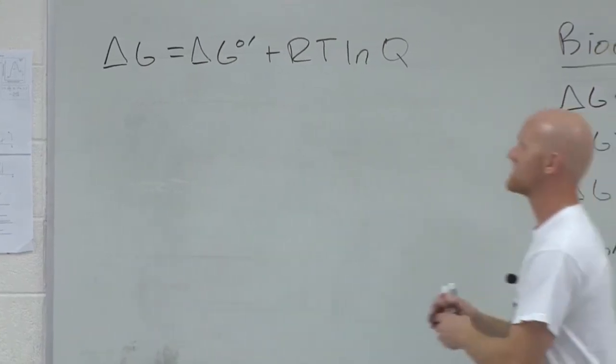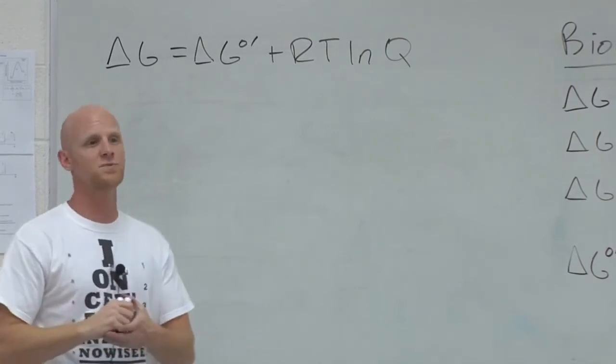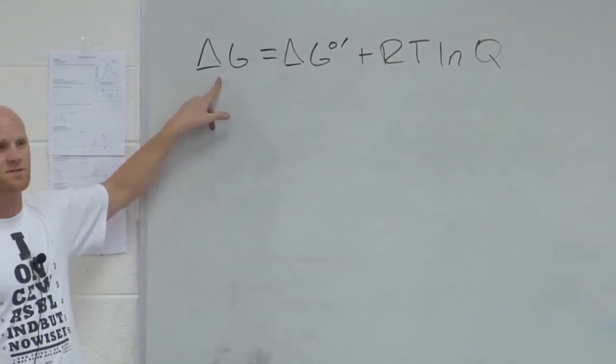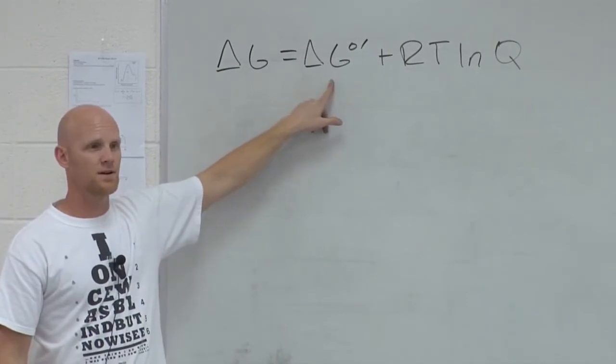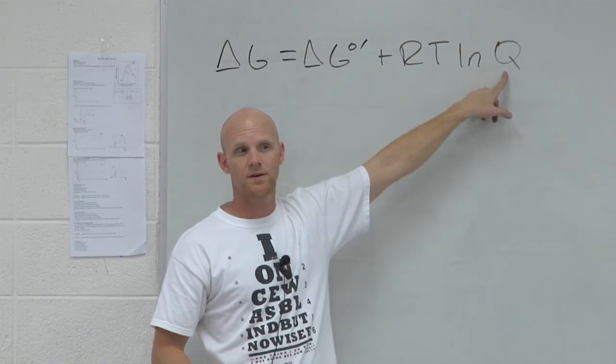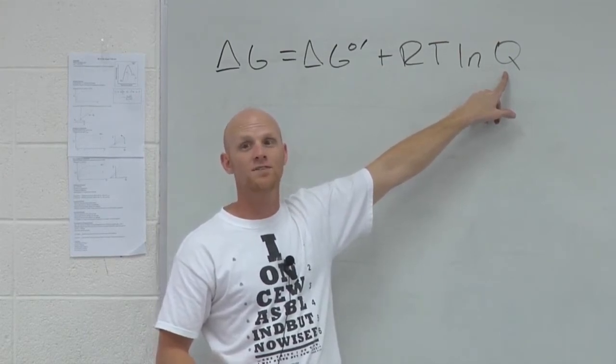One other thing. Let's say we have a reaction that's reached equilibrium. What's this value? 0. What's this value? Whatever the book says. Awesome. What is Q at equilibrium, though? It's the equilibrium constant K.